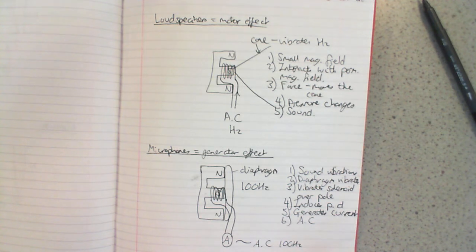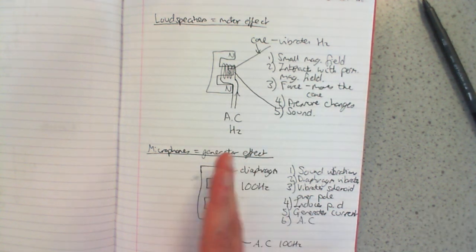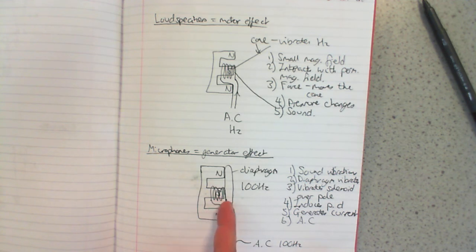Microphones are the opposite way around. Microphones utilize the generator effect. So the sound vibrations come in, and that vibrates the diaphragm. That diaphragm is attached to the solenoid, which vibrates over the south pole. And because it's moving, because it's cutting the magnetic field lines, it induces a potential difference. And because this is part of a complete circuit, that generates a current, and that current is at the same frequency as the input sound.